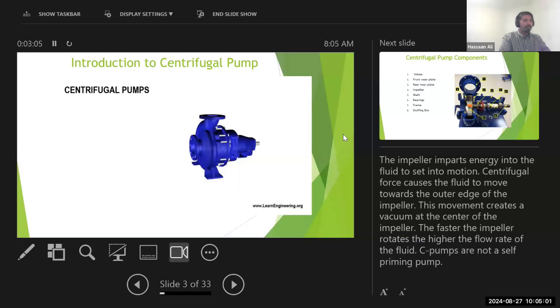And then similarly, one of the things about centrifugal pumps is that they are not self-primed. What I mean by self-primed is that you need to have fluid at the eye of the centrifugal pump. You need to fill the body of the centrifugal pump with fluid so that it can pump. If there is no fluid at the inlet of the centrifugal pump, it may not operate. So that's why it is said that it's not a self-priming pump.